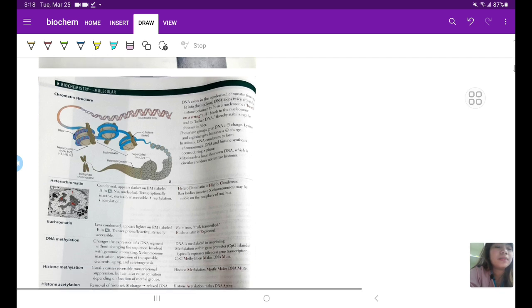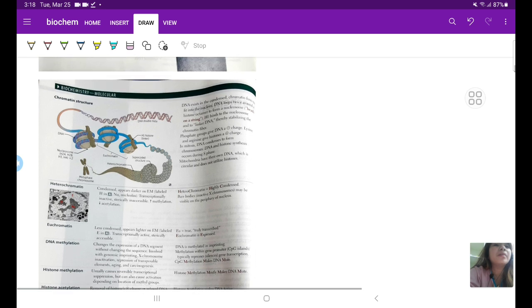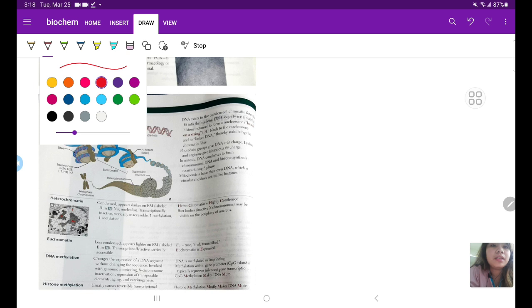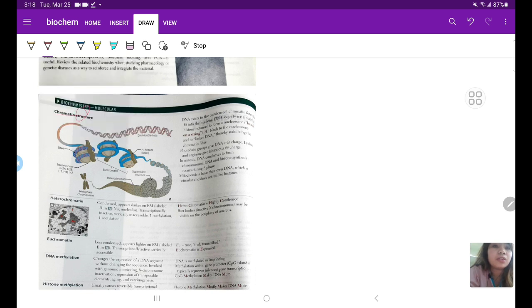The subject is biochem. First is the molecular. Then this is chromatin structure. So this is the picture of the chromatin structure. This is the euchromatin. This is the DNA. This is the euchromatin, DNA, nucleosome. And this is the DNA double helix.